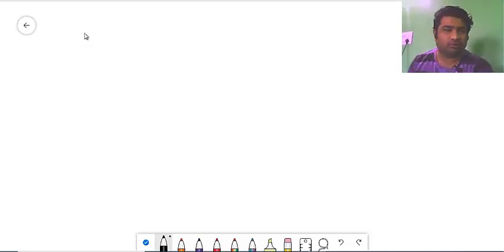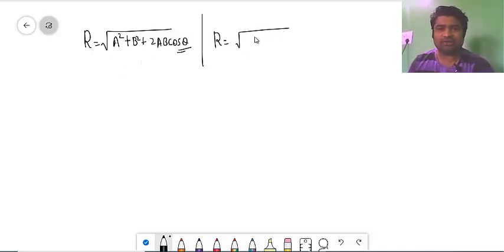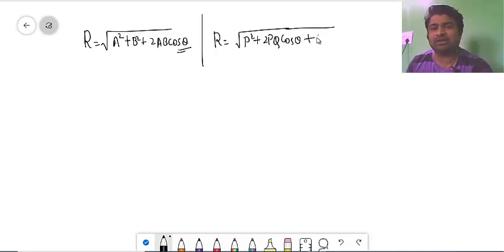Now this formula came out to be R equals root over A square plus B square plus 2AB cos theta. Or you can write the actual formula that we derived, in terms of P and Q. It was R equals root over P square plus 2PQ cos theta plus Q square. So how do we use this formula?